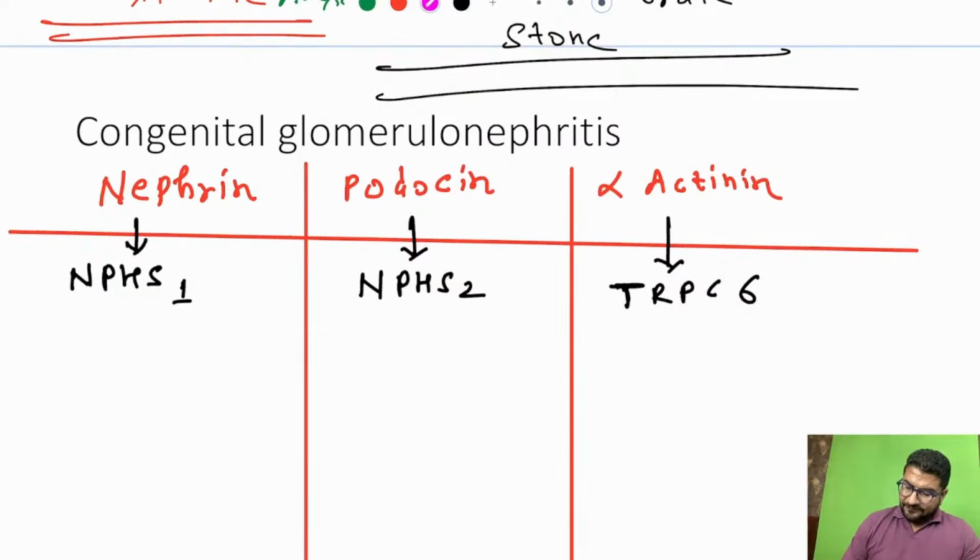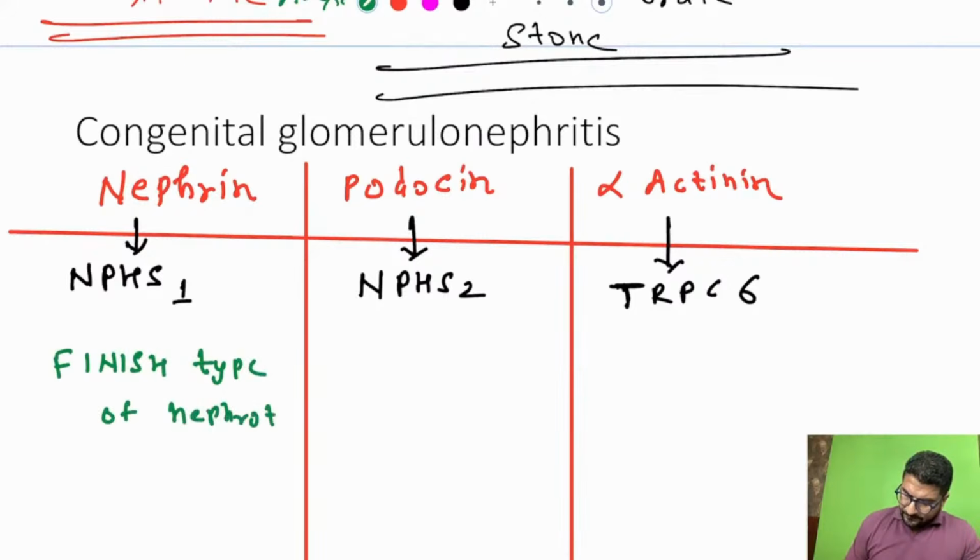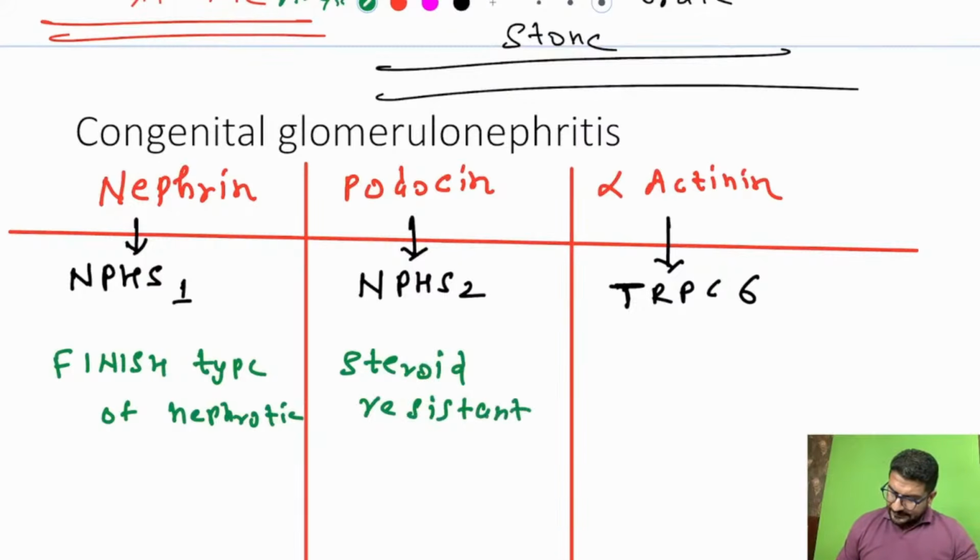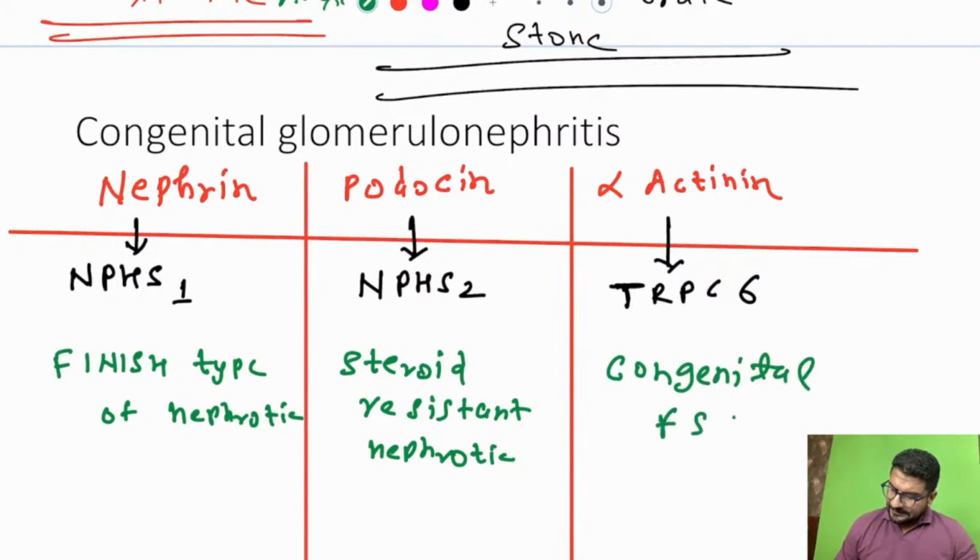Nephrin mutation will cause Finnish type of nephrotic syndrome. Finnish type of nephrotic syndrome. Podosin mutation will cause steroid resistant nephrotic syndrome, and alpha actinin mutation can cause congenital FSGS. Congenital.